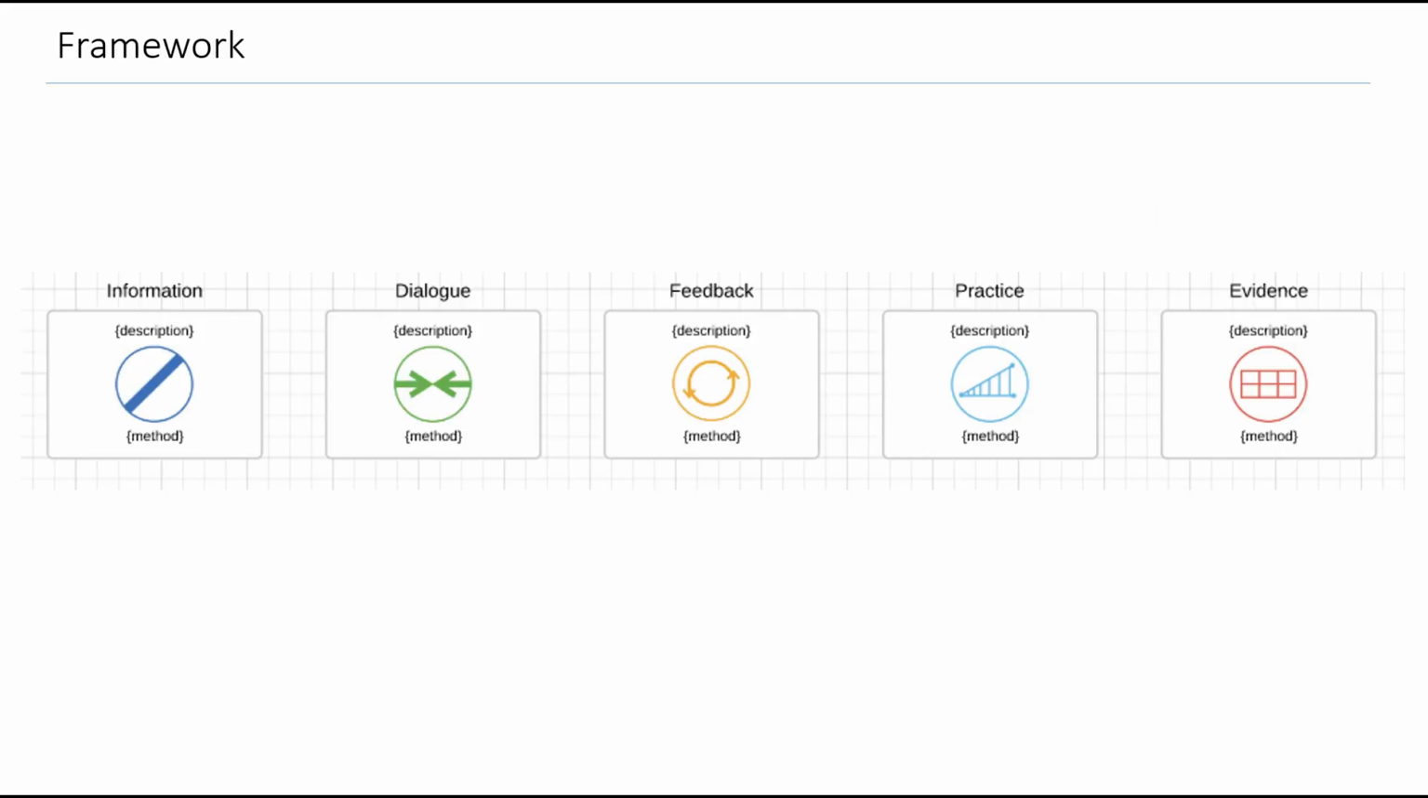So as a review, the Learning Environment Modeling Language is based on 5 building blocks. These building blocks are designed to represent key characteristics of learning environments. The building blocks are information, dialogue, feedback, practice, and evidence.